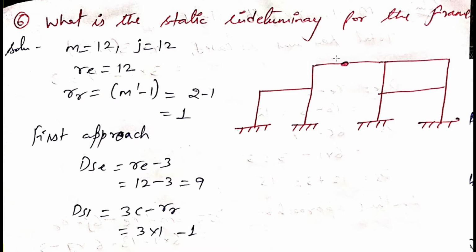So the release reaction will be calculated as summation of m dash minus 1, where m dash is the number of members meeting at this hybrid joint. There are two members, one is this and the second one is this. Two members are meeting at this hybrid joint. So m dash value is 2, 2 minus 1 is 1. So RR value is equal to 1 here.